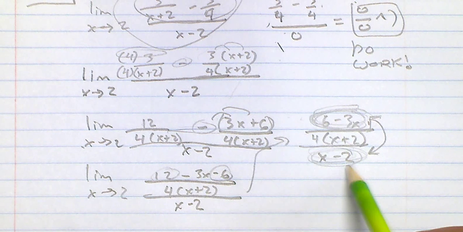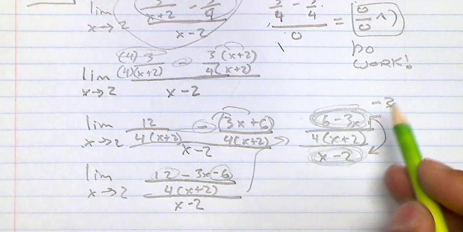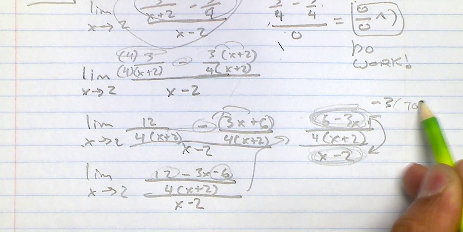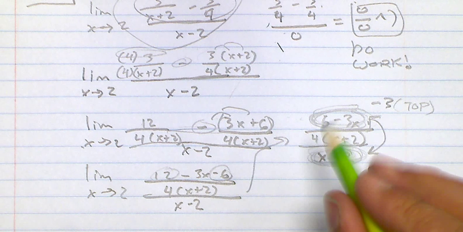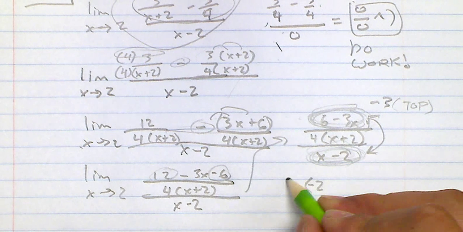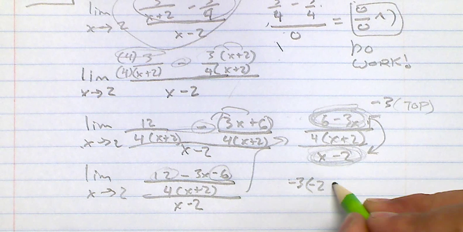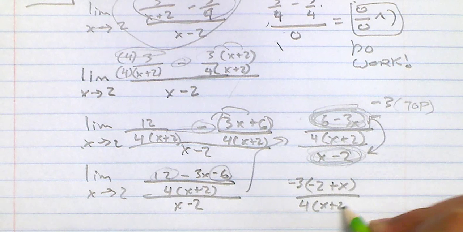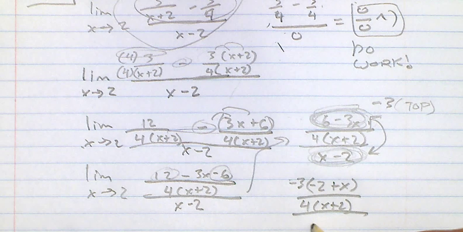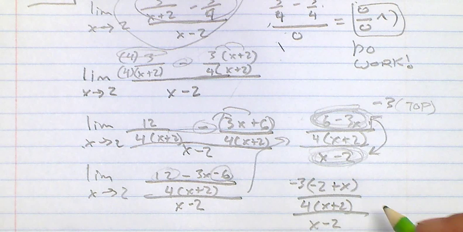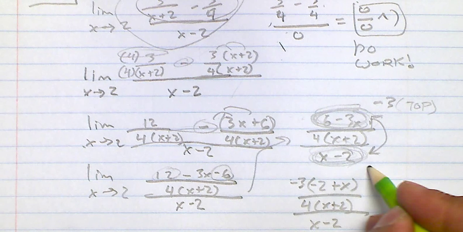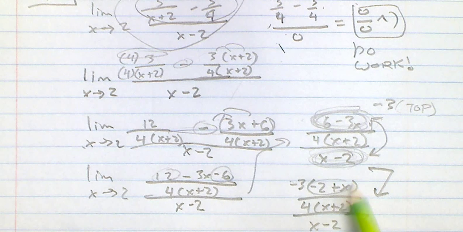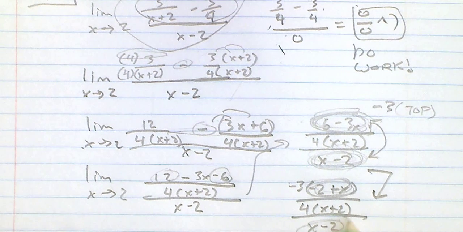Well, I can take out a negative 3. If I pull out a negative 3 on top, 6 divided by negative 3 is negative 2. Pulling out a negative 3, negative 3 divided by negative 3 is positive 1x. And the 4 and the x plus 2 stayed the same. Okay. And then you have x minus 2 on the bottom. So there we are. That just became that. Well, what do I notice I can do here? Well, I can make this look more like this. Now you'll see why I'm doing this in a second.